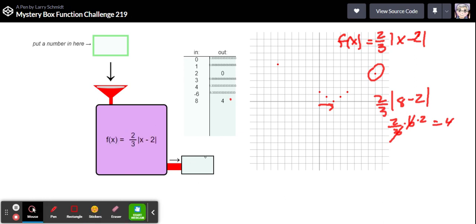Let's reveal, and there it is. f of x equals 2/3 times the absolute value of x minus 2, and we can graph that as well. A nice shallow V shape of that absolute value function.